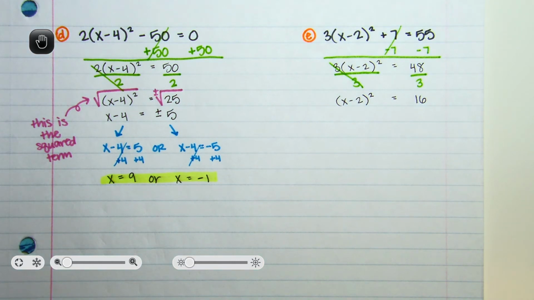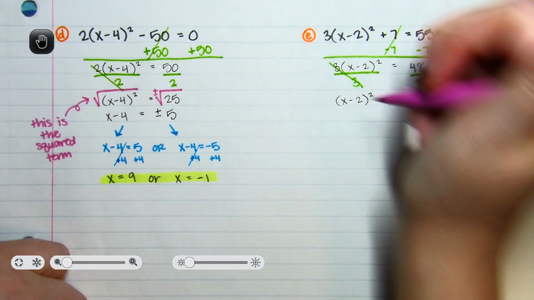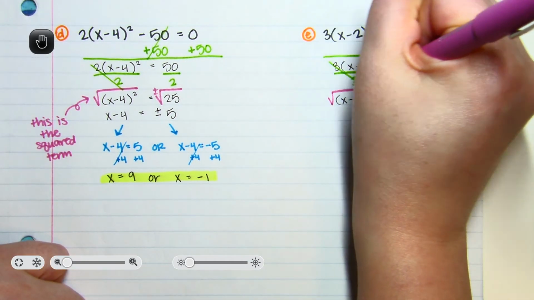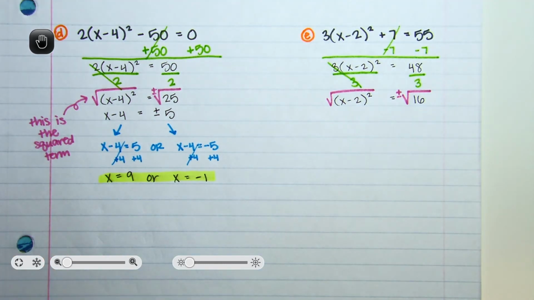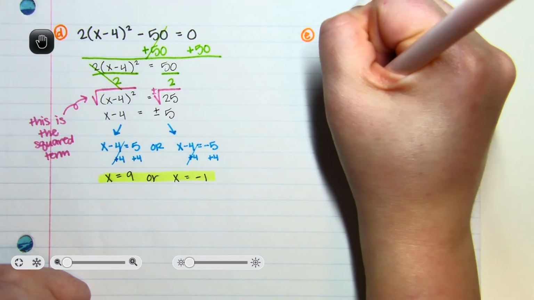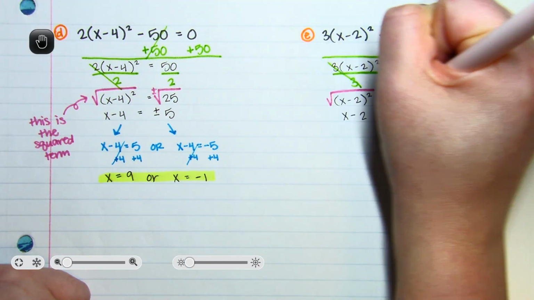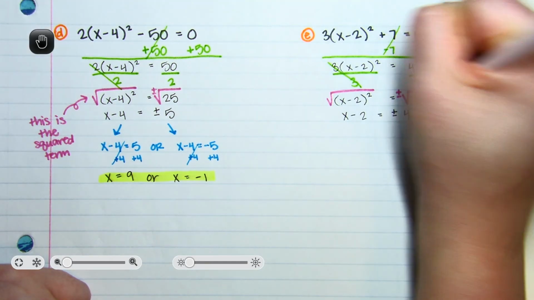What do I do next? You said take the square root of both sides. You are correct. So square root of the left side, square root of the right side, add the plus or minus. So now we're going to have x minus 2 equals plus or minus 4.